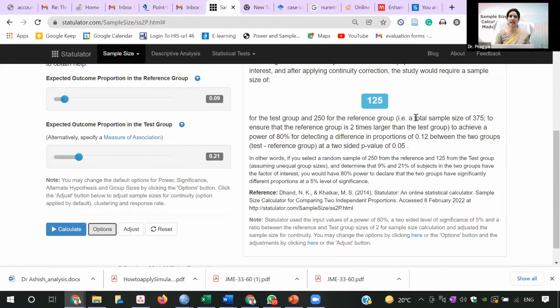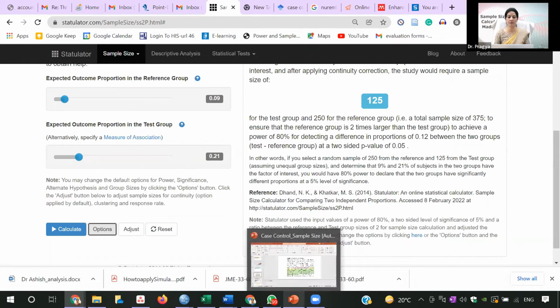And the person has calculated it as 106. But again, in this case, this calculator always takes the continuity correction into account. And what is continuity correction? Because we are doing the binomial distribution here, presence or absence, whenever we use the binomial distribution, we should apply continuity correction, and the continuity correction gives a little extra sample size. That's why there is this difference of 106 and 125. Everything else is the same. So this is how we calculate the sample size if you have two proportions.